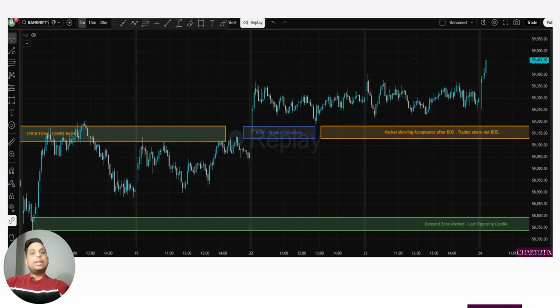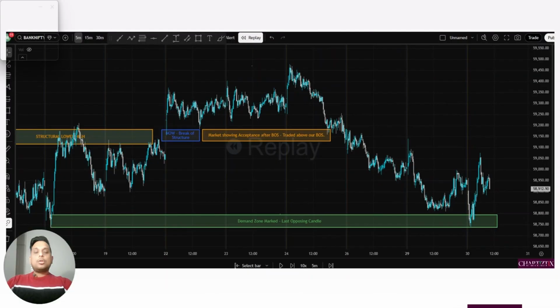Think how retail traders would have entered here. Sellers who were shorting at the lower high, their stop loss would have triggered, and retail traders who trade the breakout of resistance would have entered there. Now let's see how the market plays out. So now we see buyers are now trapped. The sellers who flipped their bias are now trapped. Okay, and now the market is visiting our demand zone.